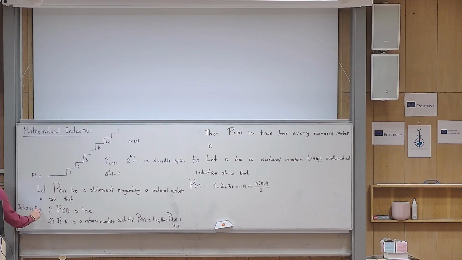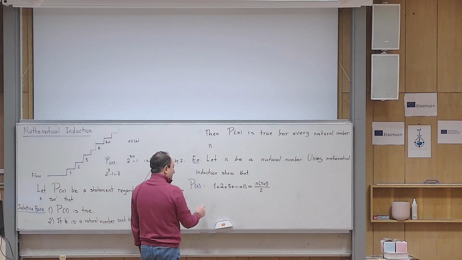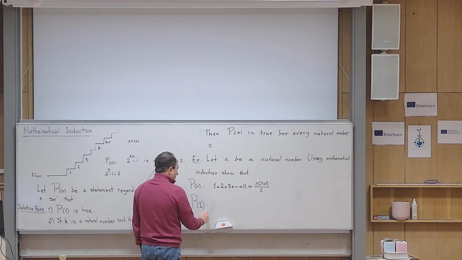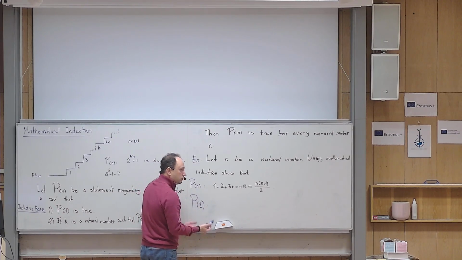Yes. So this is the base of induction. I check the claim for just n equals 1. Okay, so let us check. What is the meaning of checking the statement for 1? It means that you replace n with 1, it becomes a statement, and evaluate it. Is it true or false?